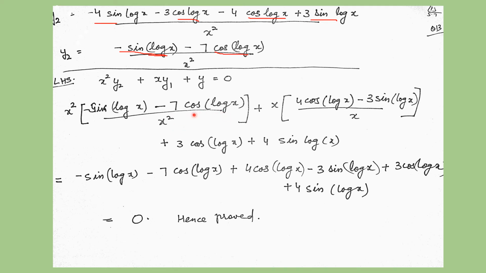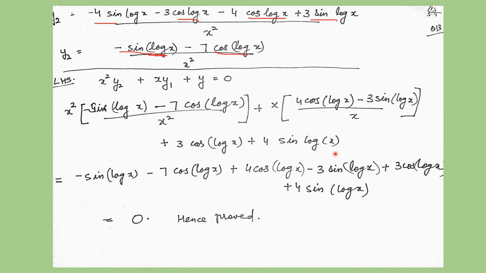Okay, plus this x as it is. What did you calculate the value of dy by dx? In place of this y1 you will put the whole value. You will write 4 cos log of x minus 3 sine log x upon x. Okay, plus y. The value of y which is given in the question, you will write as it is. You will write minus 3 cos log of x plus 4 sine log of x.